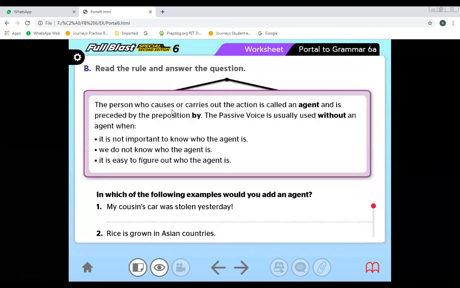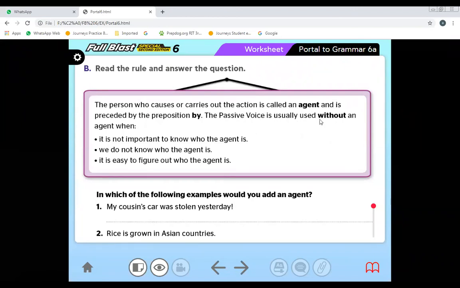The person who causes or carries out the action is called an agent. As I told you before, the person who does the action, we call it an agent. And it is preceded by the preposition by. We have to write by before it.